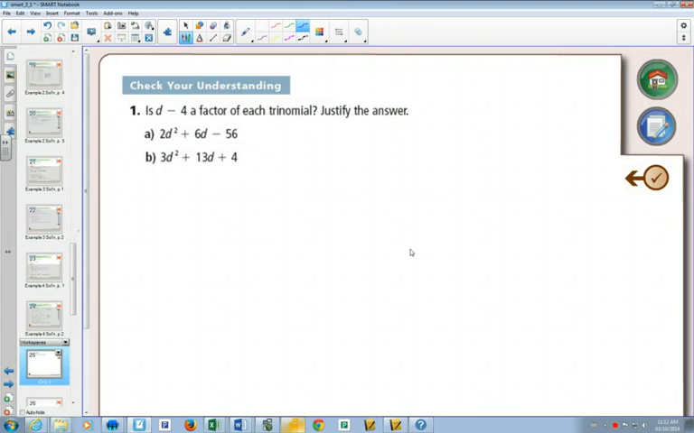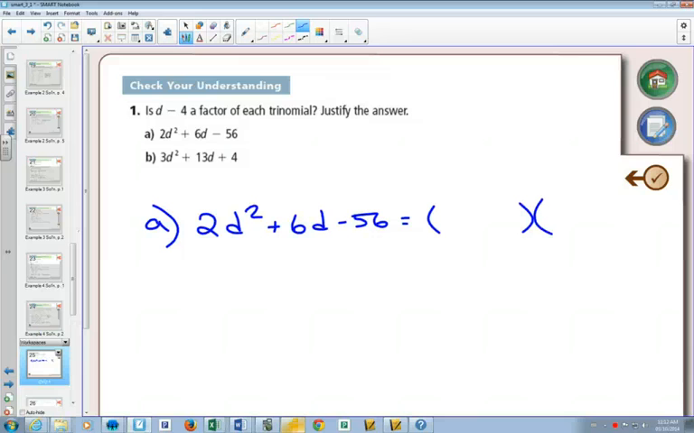Now, if a question is asking you if something is a factor, basically, here's my 2d squared plus 6d minus 56. If it could be factored, it would look like this. And they're asking, is d minus 4 a factor? Well, if it were a factor, it would be one of those two.